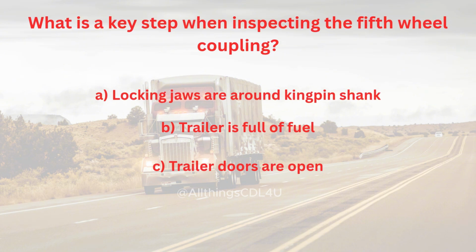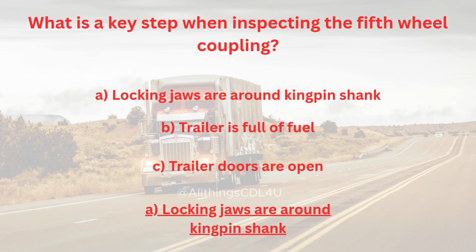What is a key step when inspecting the fifth wheel coupling? A. Locking jaws are around kingpin shank. B. Trailer is full of fuel. C. Trailer doors are open. A. Locking jaws are around kingpin shank.